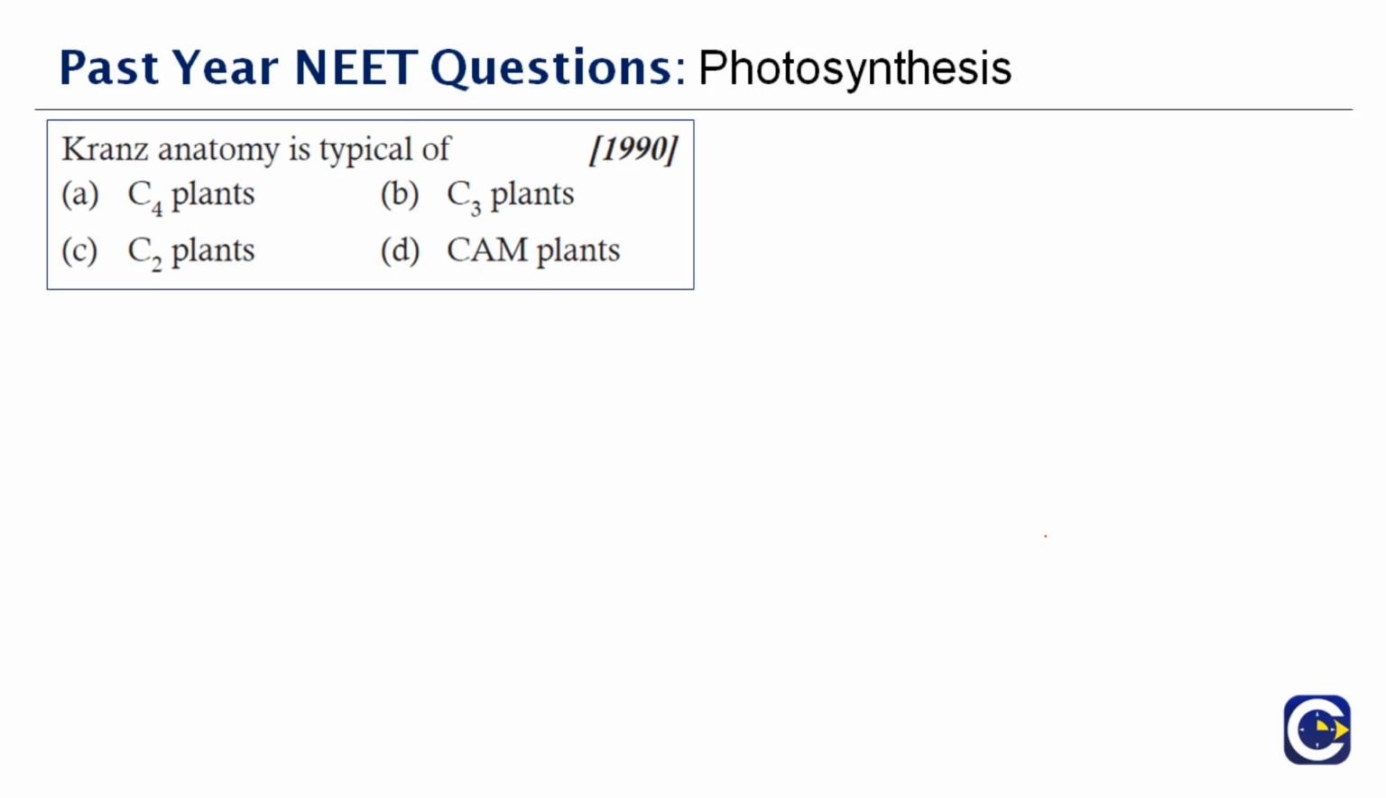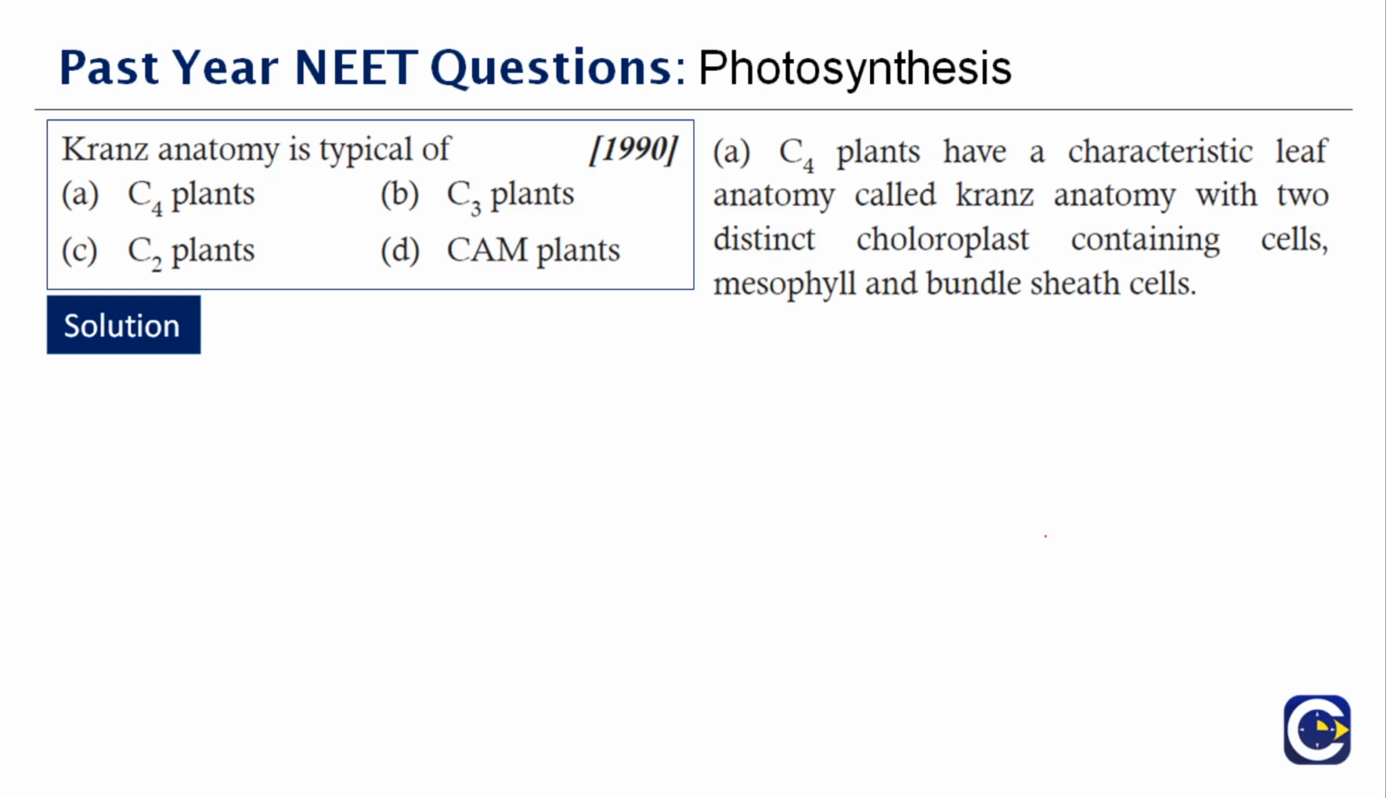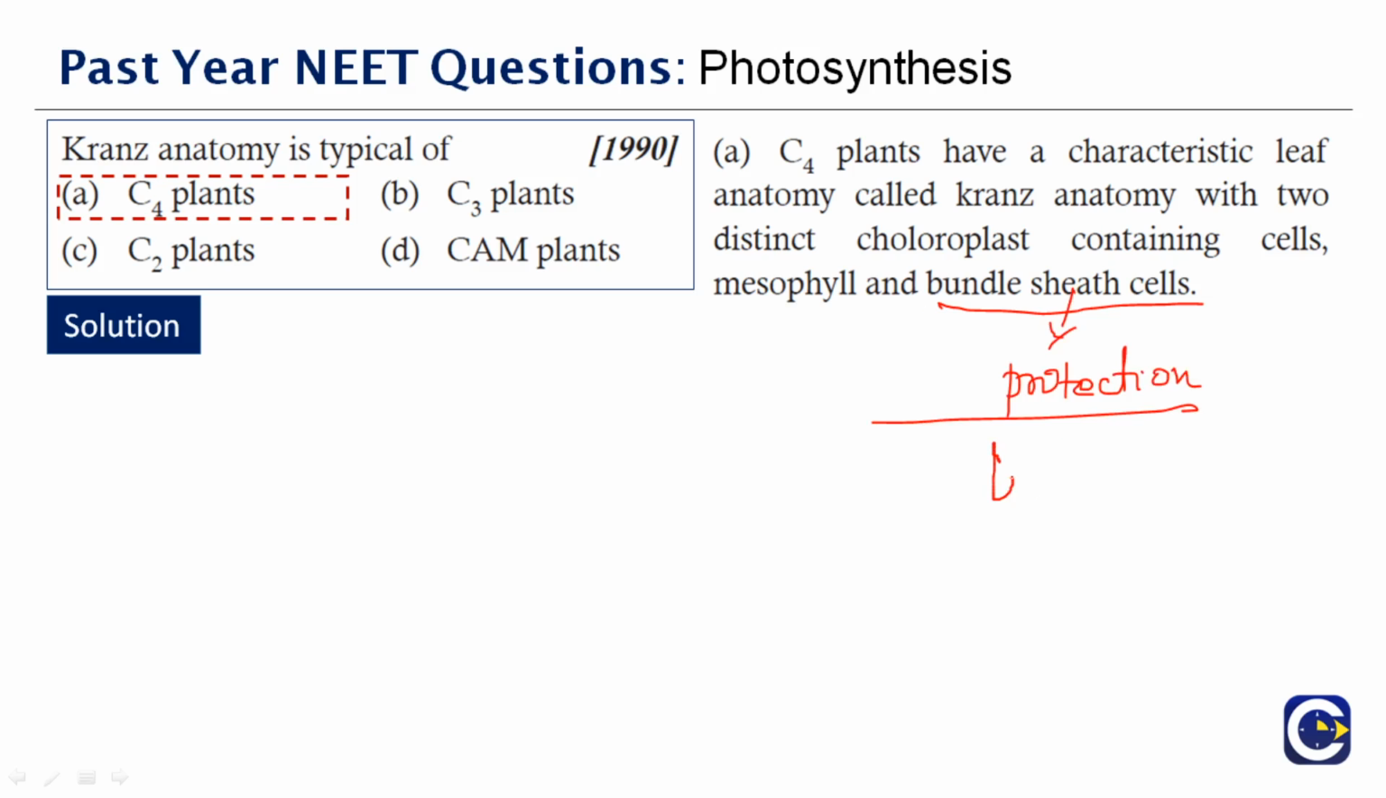Okay, the next question here. Kranz anatomy is typically for dash. Easy question, right? We all know Kranz anatomy is typically for C4 plants. Okay, yeah, that's what they've given here. Option A is the answer. With two distinct chloroplast-containing cells, mesophyll and bundle sheath cells. So exclusively something that you find in this anatomy is the bundle sheath cells. Okay, that sheath sometimes acts as protection also. So they talk in reference to leaves especially, and sometimes stems also. Therefore the correct answer is option A.